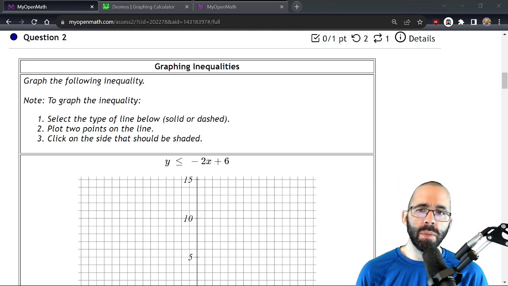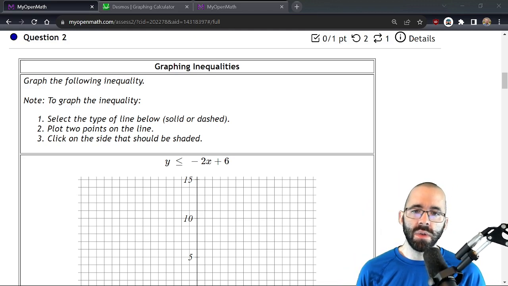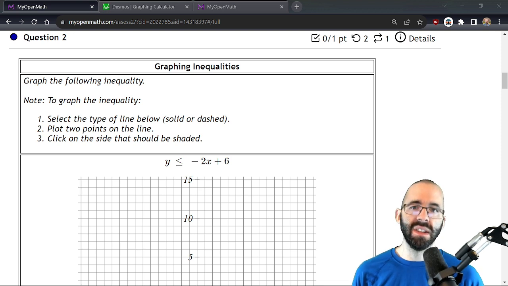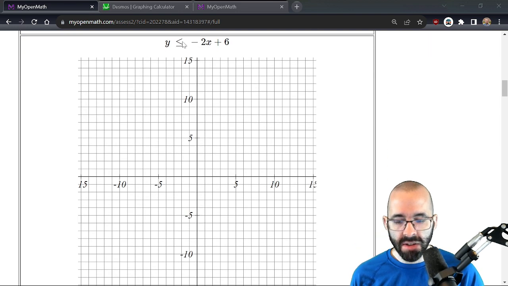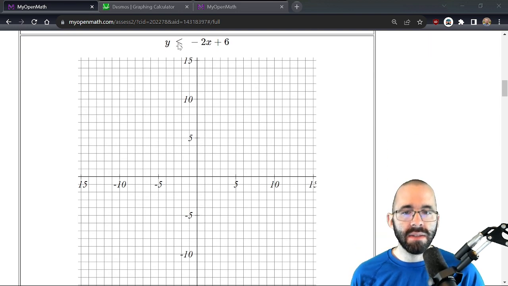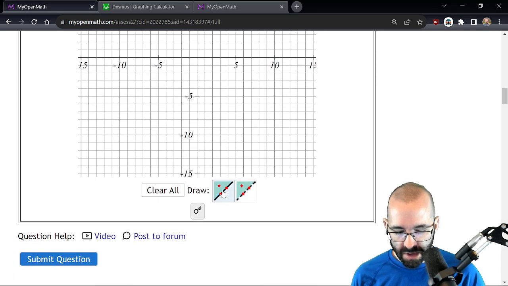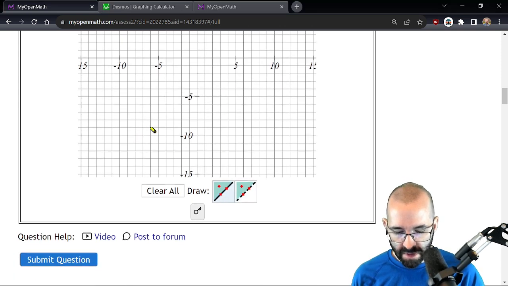This first homework problem that I wanted to look at, I want to just look at the tool itself. How do you actually graph these tools? So it wants us to graph this inequality and it gives us instructions. The first, it says select the type of line. Is this going to be solid or is it going to be dashed? It'll be solid because it's less than or equal to. So we click the solid button.